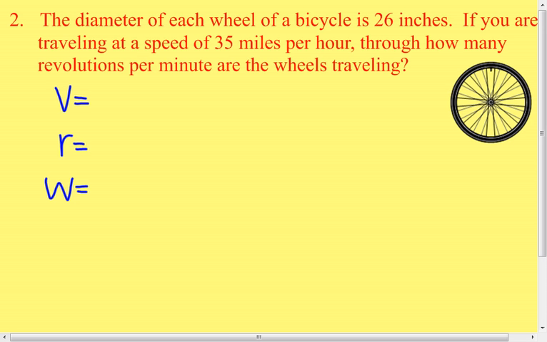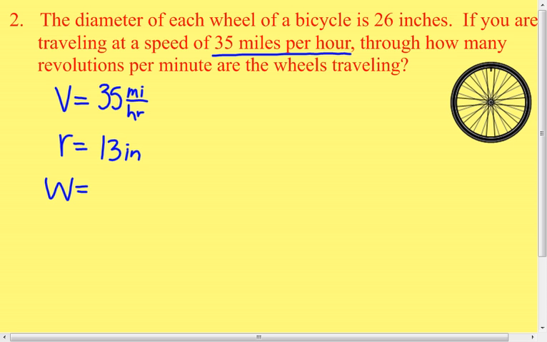The diameter of the bicycle wheel is 26 inches. Well, if I know the diameter, I can cut it in half and find the radius. So this we know is 13 inches. That's fabulous. Okay, traveling at a speed of 35 miles per hour. So I know that that's either my angular speed or my linear speed. It doesn't tell me what, so I need to think. It gives me a distance per time, a miles per hour kind of time. So if it's miles per hour kind of time, that means that it is linear speed. So that is 35 miles per hour.